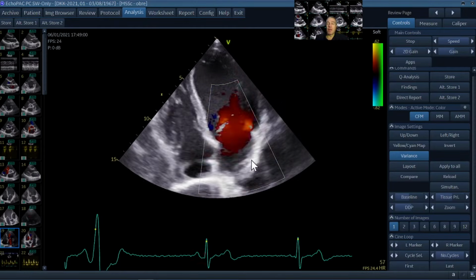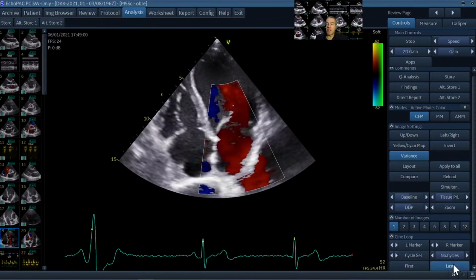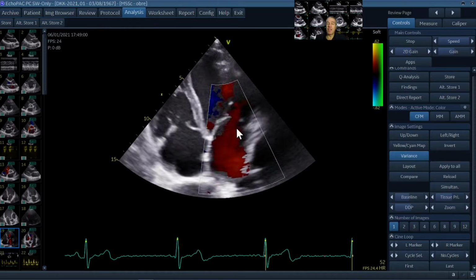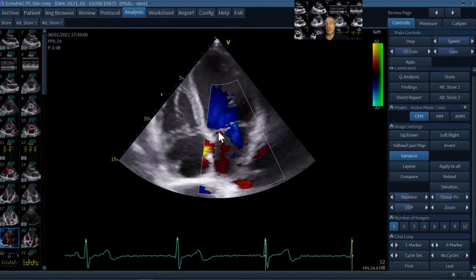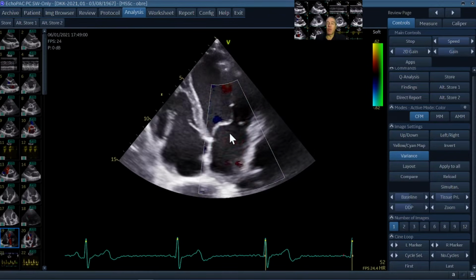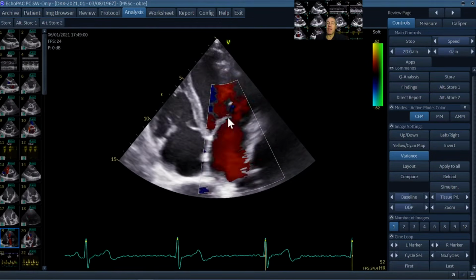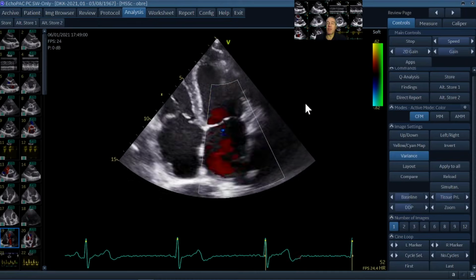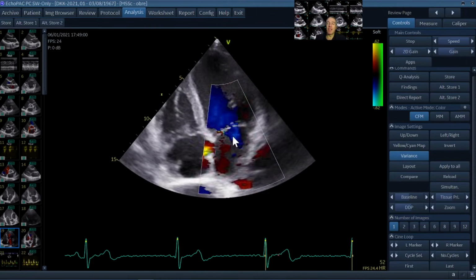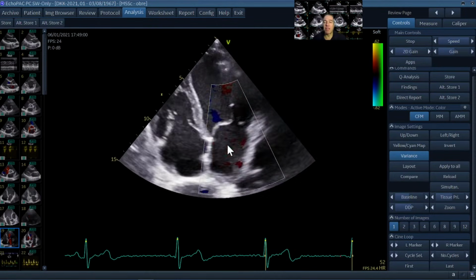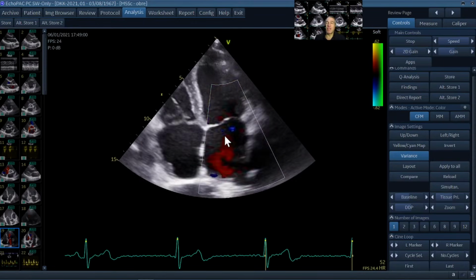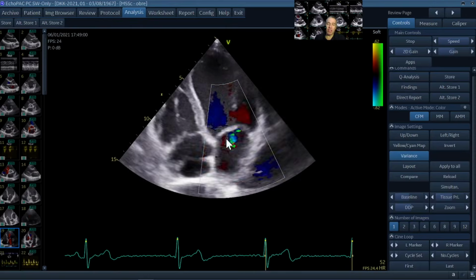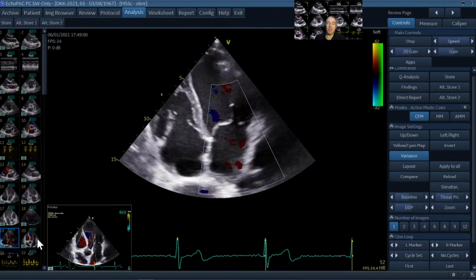Also here in the apical four-chamber view, focusing at the last cycle, the Doppler shows us laminar flow, red and blue colors, and not much yellow or green colors, so not much turbulence, so there is no significant flow acceleration and no significant regurgitation in that view.